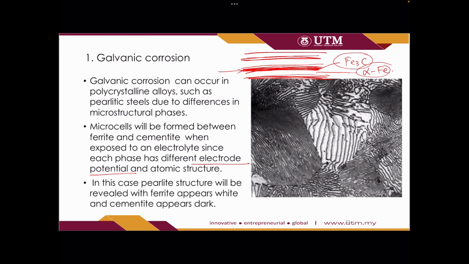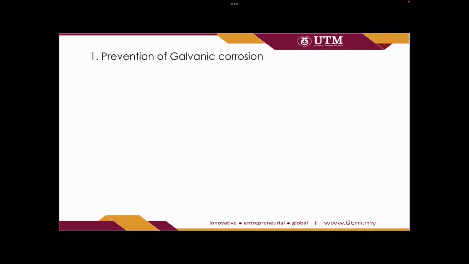In this case, the pearlite structure will be revealed with ferrite appearing white and cementite appearing dark. So this is cementite, it appears dark, and the white region is ferrite alpha. If you look at this microstructure, this is ferrite alpha, and the dark one is cementite.